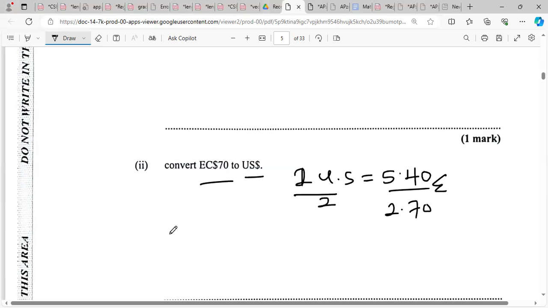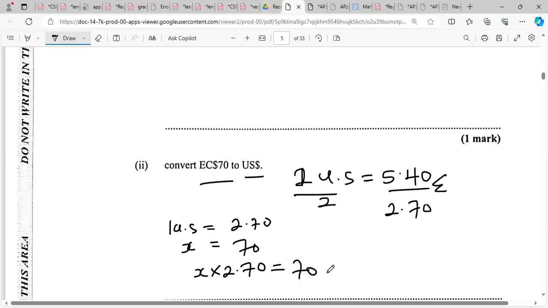So let's make up the equation. 1 US equals 2.7. So we have EC again, so we put the EC over here, so $70. I want to find the equivalent US, and times this by X. So we could do the cross multiplication, so X times 2.70, and that equals 70 times 1, and of course we want X by itself, so we just divide by $2.70.